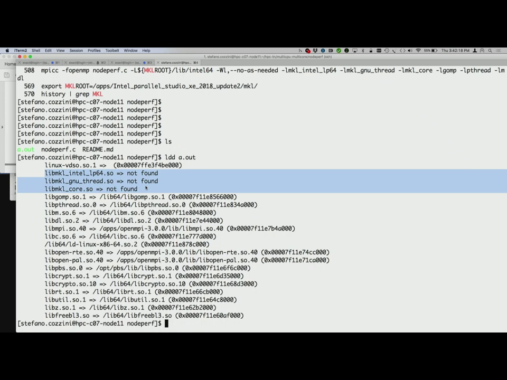So I have to add it explicitly: export LD_LIBRARY_PATH equal LD_LIBRARY_PATH, then MKL root if still defined, lib intel64, hopefully.